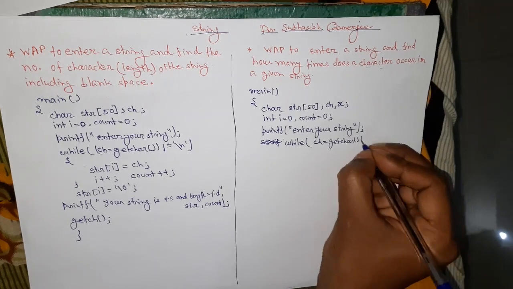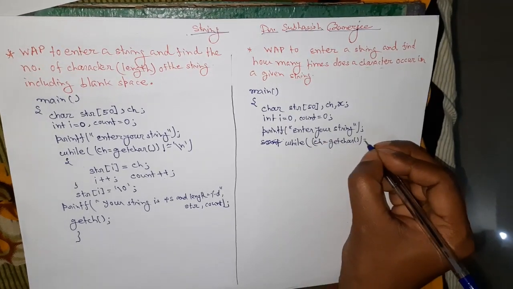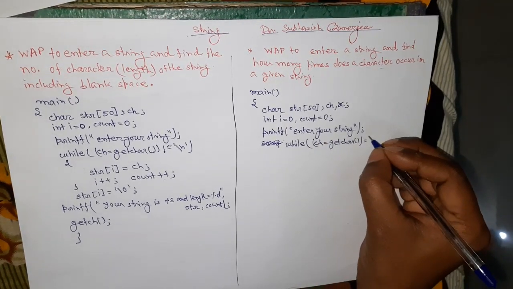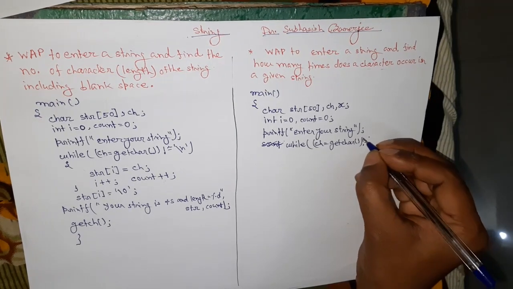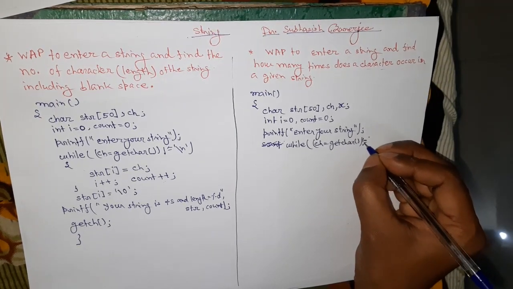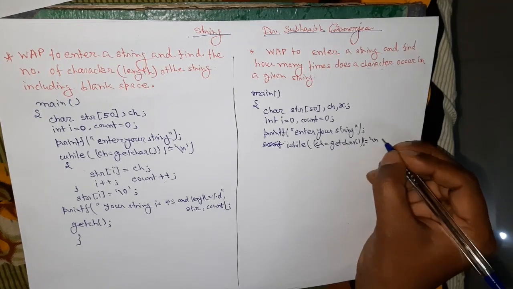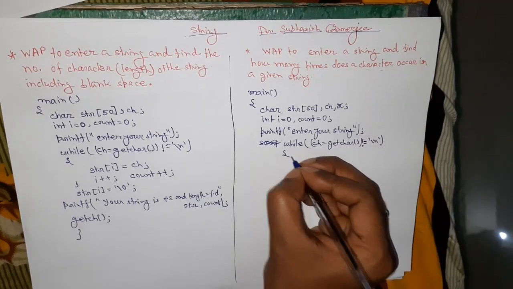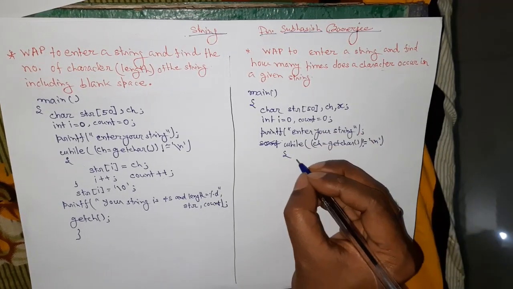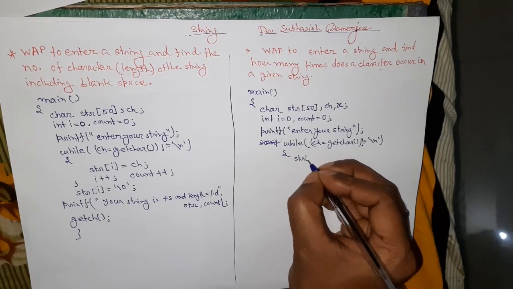It will read one character at a time. It will read until it does not encounter the new line or enter button, so not equal to enter. Then it reads it and stores it into your string str.